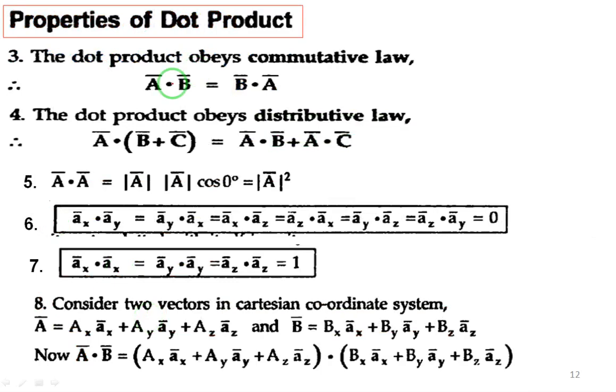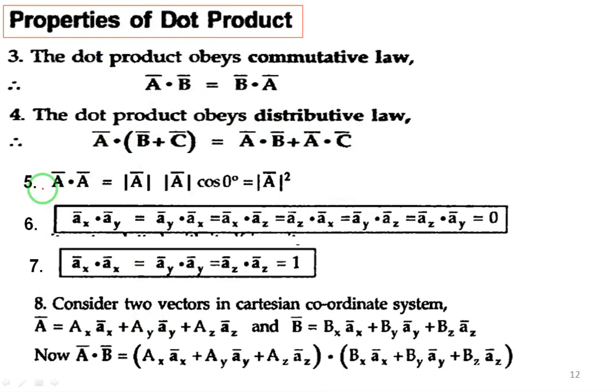Then third one, the dot product. I will not go into much detail here, I will just go through. The dot product obeys the commutative law. I can take the dot product A dot B or B dot A. Then the dot product obeys the distributive law also. I can take A dot of the vector B plus C. Then A is distributed among B and C, meaning A dot B plus A dot C. You can make use of this property whenever it is required.